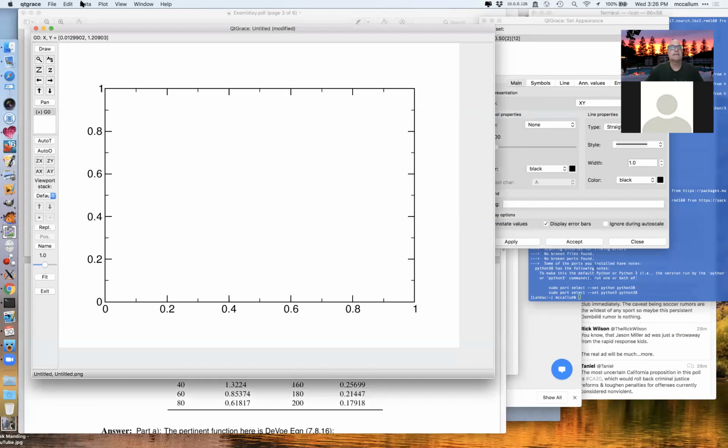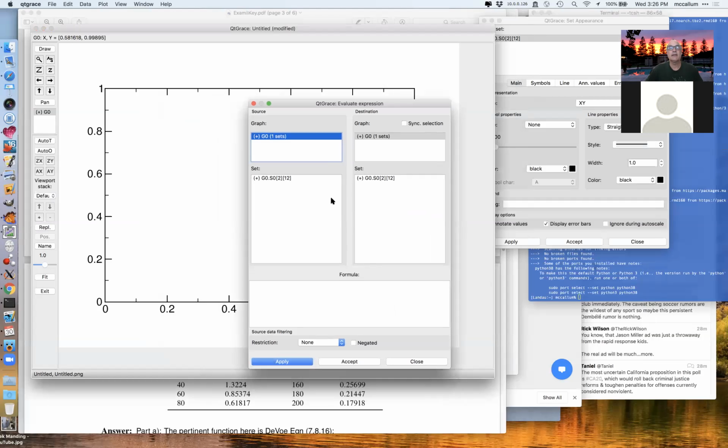All right. So I go to data, transformations, evaluate expression. This is going to let me create a new data set based upon a formula that I type. Okay. So I want to click this. And again, Grace lets you use a generic X and Y. It actually refers to the X's and Y's as G0.S0.Y, and then the data points would be Y1, Y2, and so on, right? But it allows us to treat them generically with an X and Y, which is actually really nice, so you don't have to remember which set you're working on.